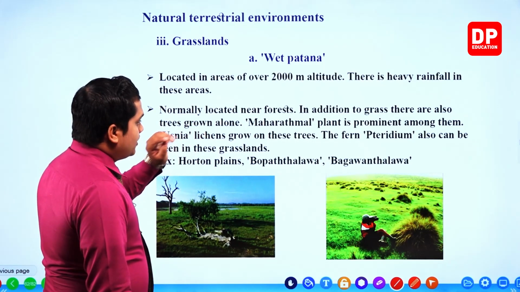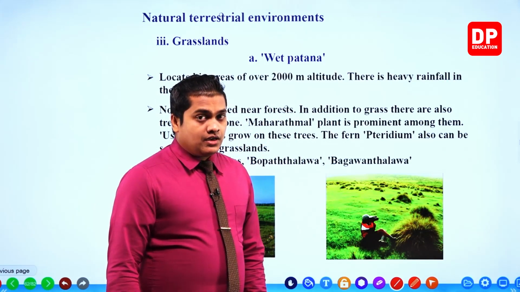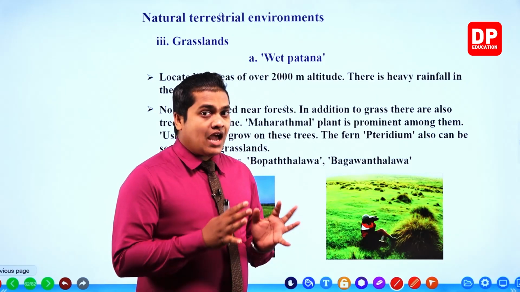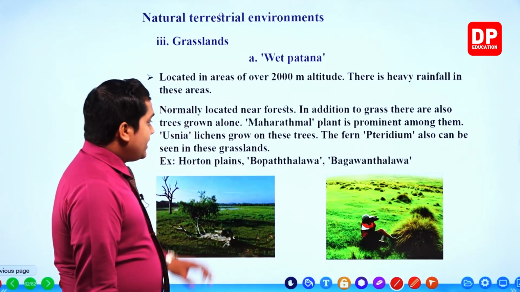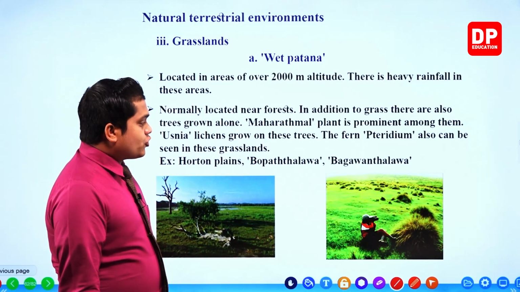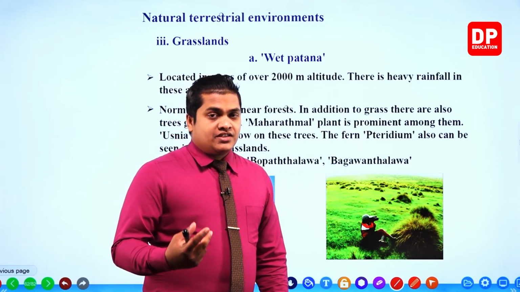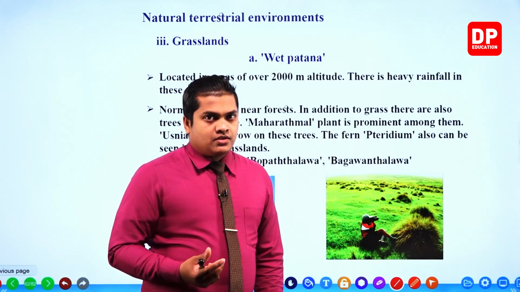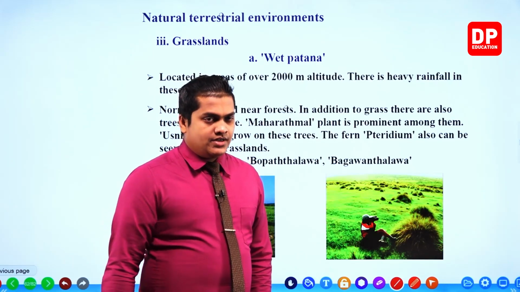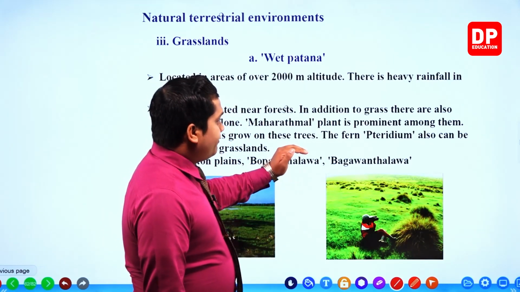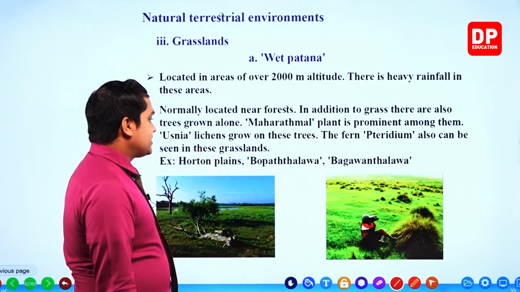Usnea lichens grow on these trees. So there is a type of lichen called Usnea, and Usnea lichen is growing on these trees. Okay, lichen is actually a colony of microorganisms, a combination of fungi and algae both, right? Then the fern Pteridium also can be seen in these grasslands.